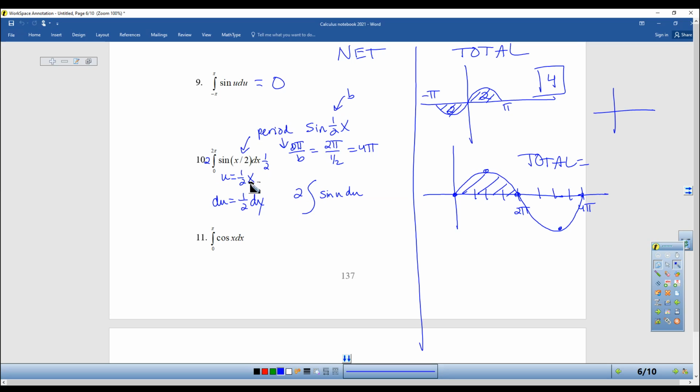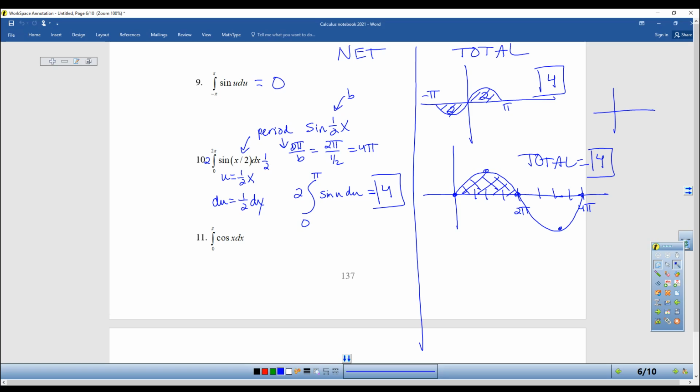So when x is equal to 0, u is equal to 0. When x is equal to 2 pi, 1/2 times 2 pi comes out to be pi. Look at that. You already know the answer of sine of u from 0 to pi. It's 2, but that times that 2 makes it 4. So the actual integral answer is 4, and the total area is 4. Why are they the same? Because you did not go below the x-axis.